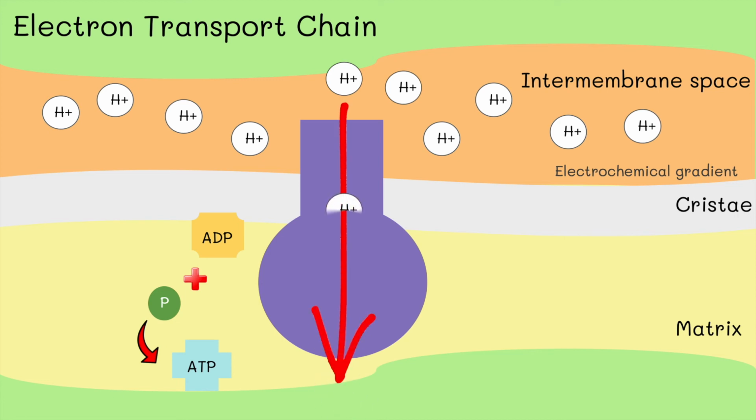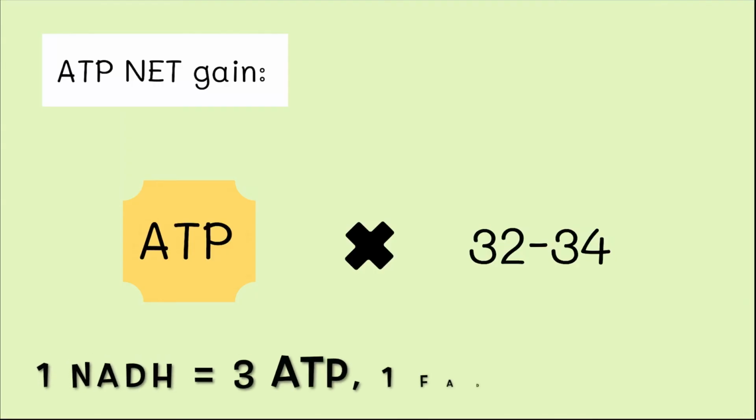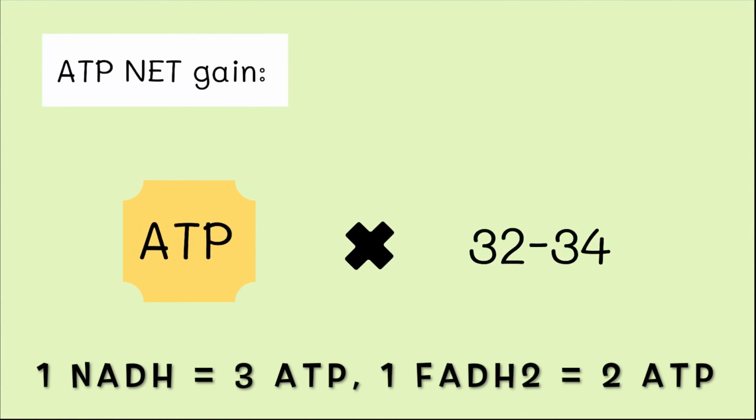They pass through a channel protein called ATP synthase, and as the hydrogen ions move down through the ATP synthase, the kinetic energy they provide helps ATP synthase add a phosphate to ADP to form ATP. Note that one NADH can produce 3 ATP and one FADH2 can produce 2 ATP, but this number is just a rounded number, so we get about 32 to 34 ATP in the electron transport chain.